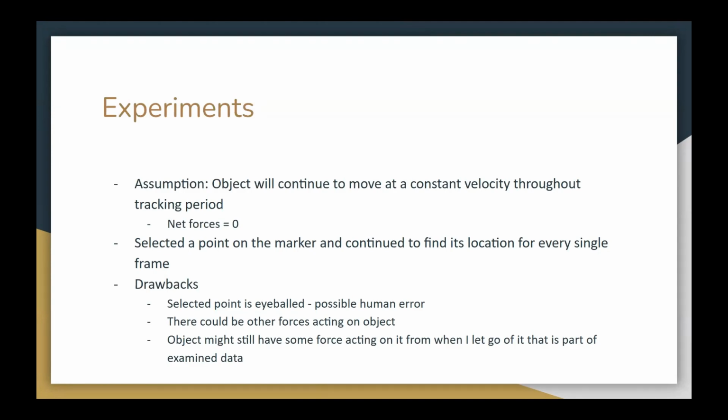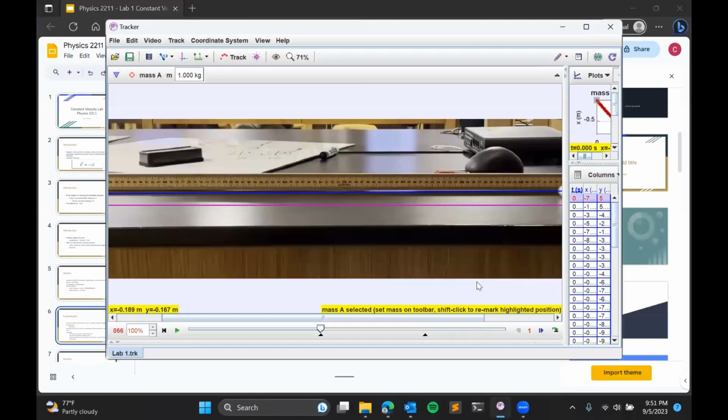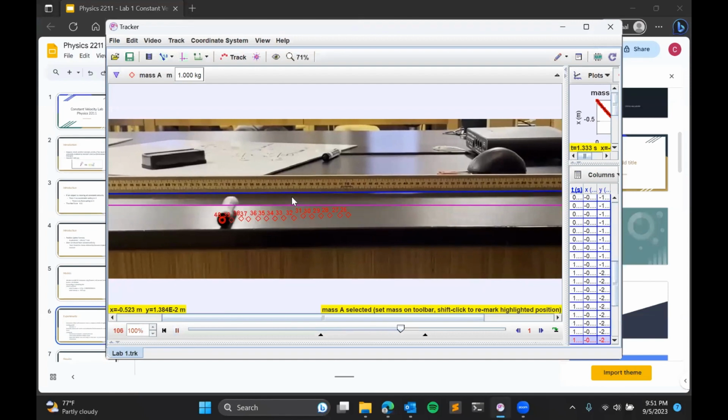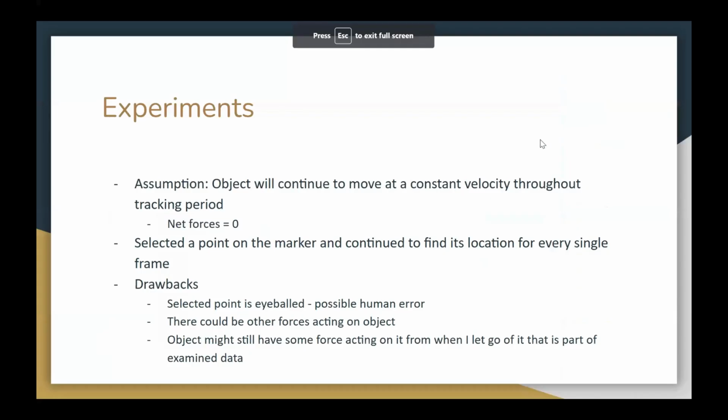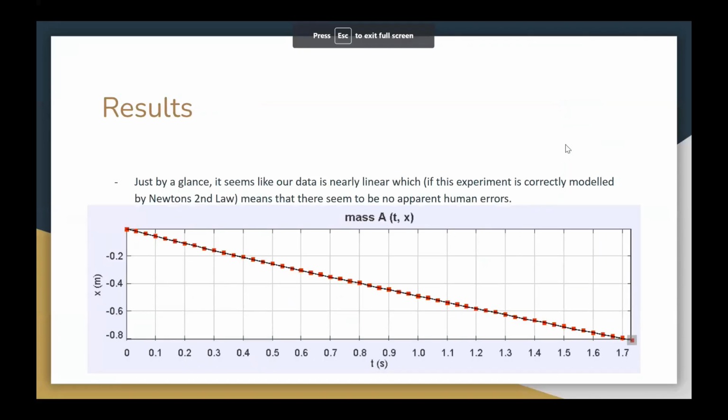All right, now we shall move on to checking out our video. In this video, we'll have a marker rolling from the right side of the screen to the left side of the screen. And as you can see, we are tracking a specific point on the marker every single frame. If we go and check our lovely results, we can see at a glance that it is quite a linear relationship between our displacement and the time.